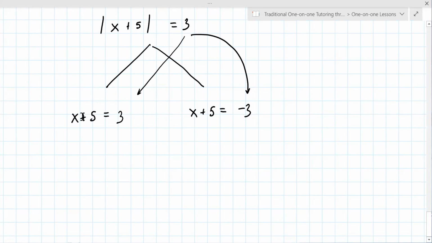I don't think we're looking at the same problem. Are you seeing my screen here? I'm seeing your screen. This is x plus 5 equals 3. So to undo plus 5, you subtract 5. Because you undo addition with subtraction.